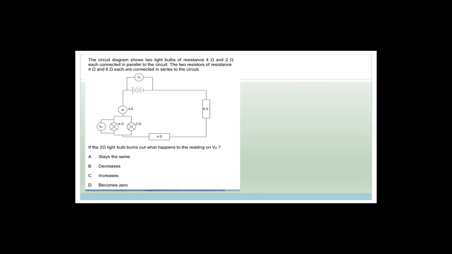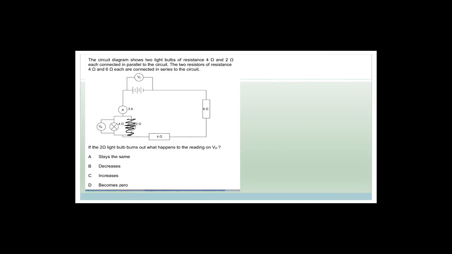Okay, it says, the circuit diagram is a multiple choice, eh? The circuit diagram shows two light bulbs of resistance 4 ohm and 2 ohm. They're connected in parallel. And then you've got two resistors that are in series, also 4 ohm and 6 ohm. Now it says the 2 ohm light bulb burns out. What happens to the reading on voltmeter P?